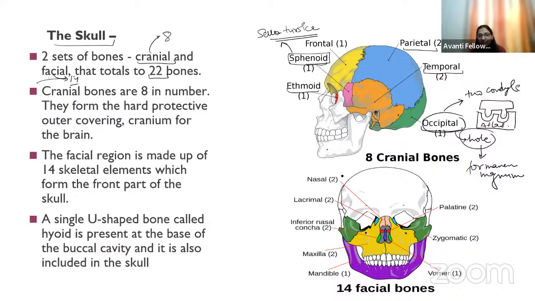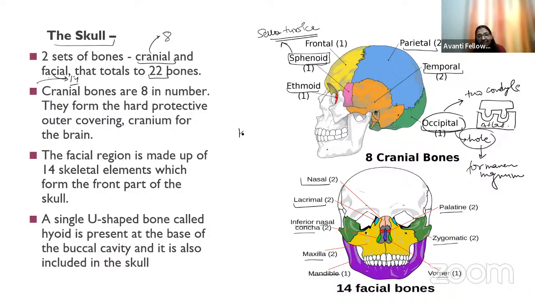Now let's come to the facial bones. There's the nasal bone, the lacrimal bone, inferior nasal concha, maxilla, which forms the upper jaw, mandible, which forms the lower jaw, palatine, zygomatic, and vomer. So these are the 14 facial bones.